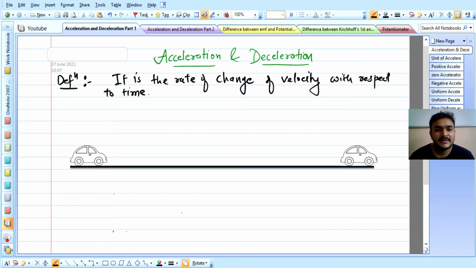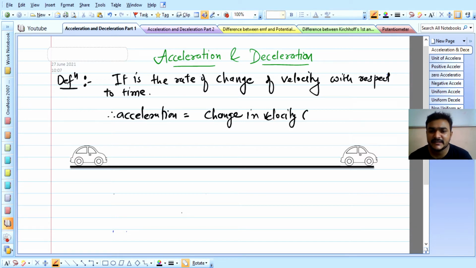So basically the acceleration can be given as a ratio of change in velocity and change in time. So acceleration is none other than the ratio of change in velocity, generally written as delta v. Delta shows the change, delta v means change in velocity, by change in time. Change in time is written as delta t.